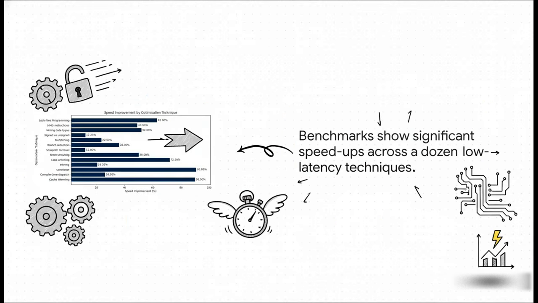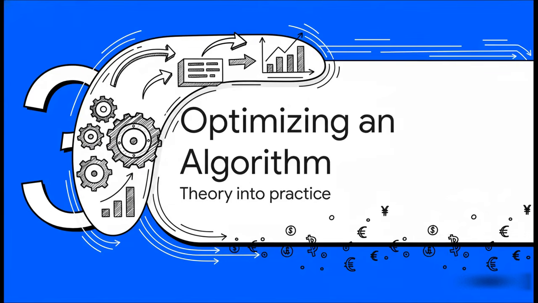And these are just a couple of examples, right? The paper we're looking at benchmarked over a dozen of these techniques. You've got loop unrolling, giving a 72% speedup, lock-free programming with a 63% improvement. There's a whole toolbox of these tricks, and they all offer these incredible performance gains. So these individual tricks are fascinating. But what happens when you start combining them? When you apply them to an actual real-world trading algorithm? Well, let's take a look.